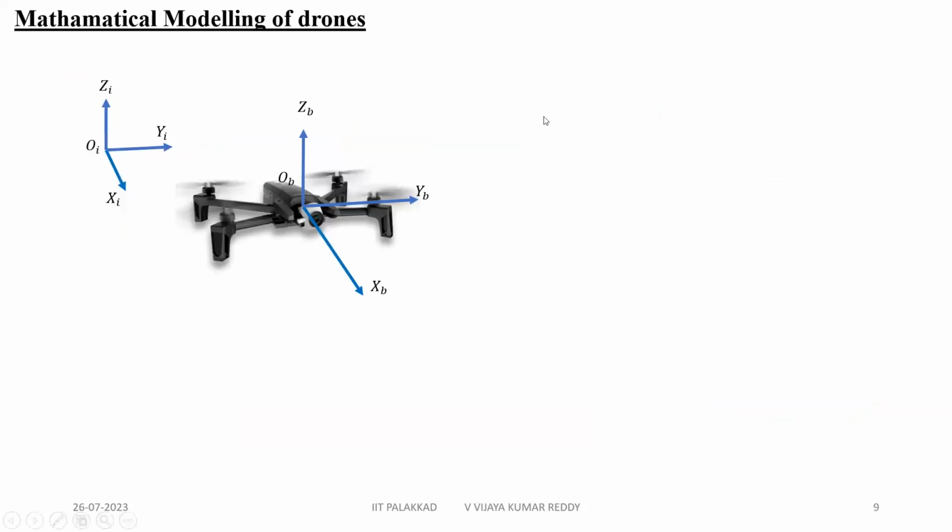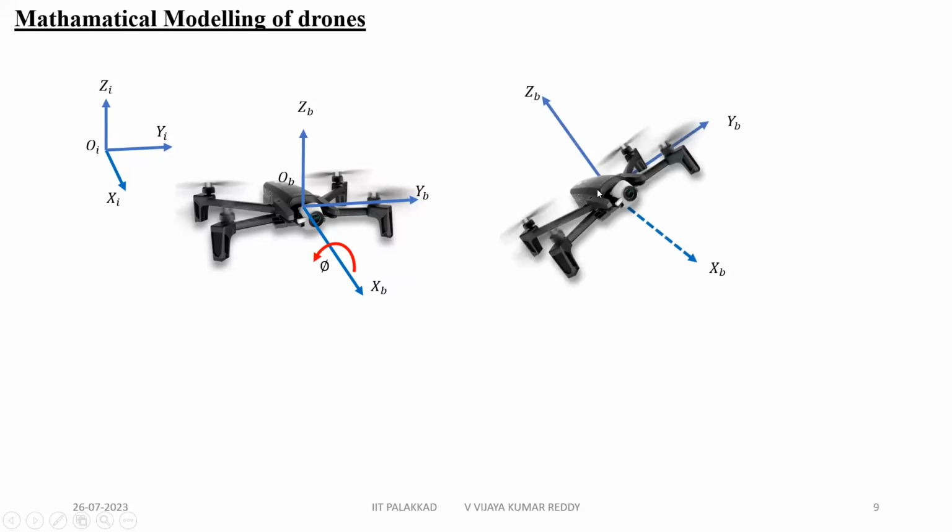Now we'll come to the main mathematics part. It doesn't mean that we have a lot of mathematics. I made it very little, very simple. It will be interesting. We already discussed some of the parts up to the kinematic level. Let's say I have an inertial frame and a body frame. I have a drone, and now I want to rotate my drone around the x-axis by some angle. So it will be in this position now.